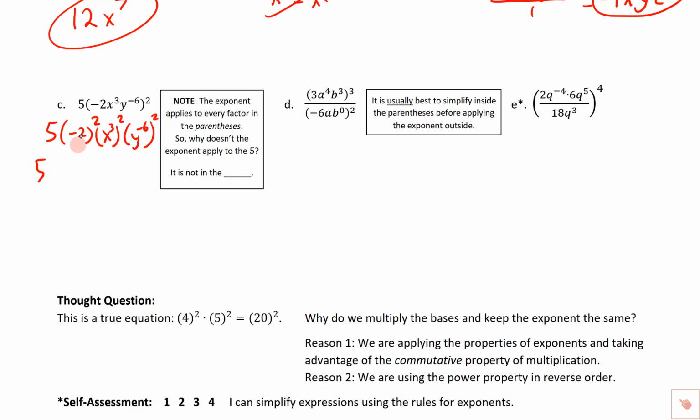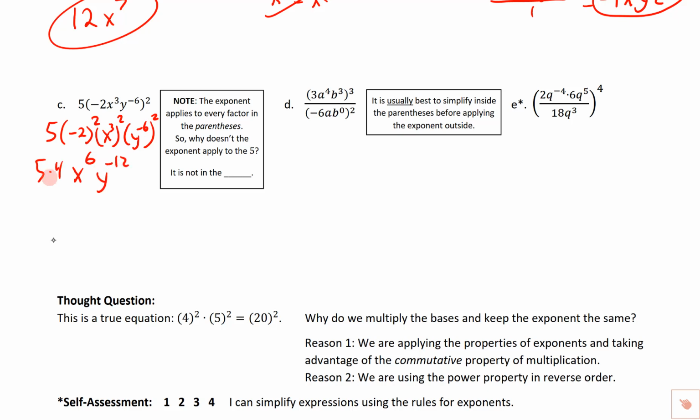We get 5 and then negative 2 squared, so that's going to be a positive 4. Then we have x cubed raised to the 2nd. Remember, power to a power, we're going to multiply those, so that's going to be x to the 6th. And then we've got a power raised to a power here, so that's going to be y to the negative 12. So let's take a look.